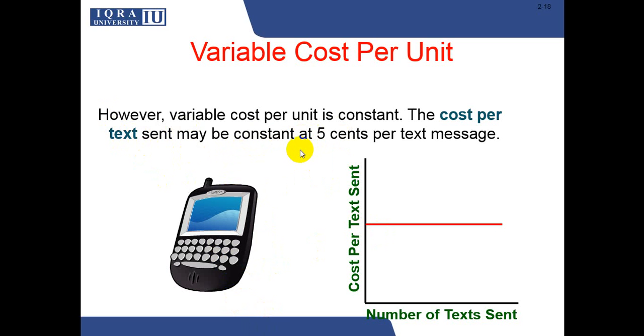Now take another example. I'm producing 1 unit and my per unit cost is 10. So what will be my price? Constant, per unit is 10. If I'm producing 2 units, 2 tens are 20. It means if I'm producing 2 units, my cost increases to 20, right? So my per unit price here is constant. We can see here with the help of this diagram, the cost per text unit is constant, the number of texts sent on the x-axis and the cost per text sent on the y-axis.